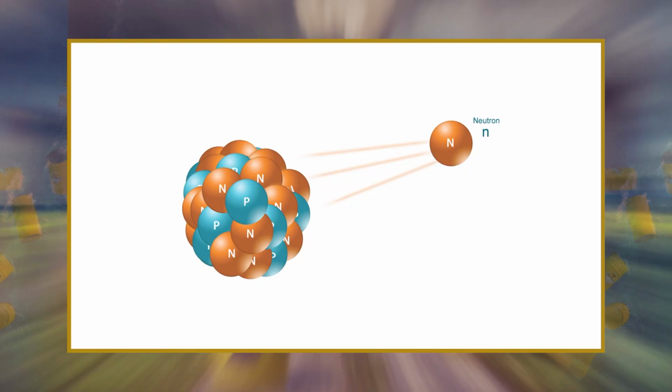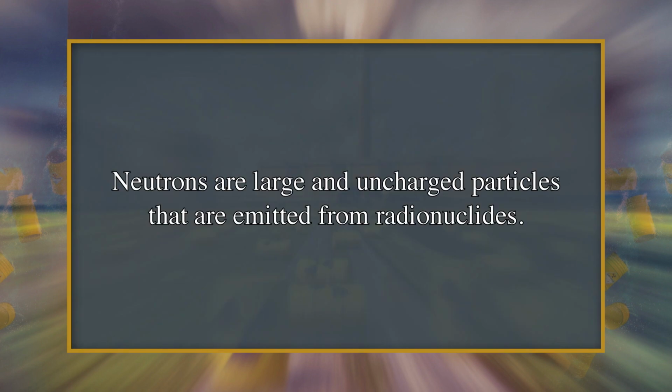Gamma rays are less ionizing, but have extremely high penetrating power. Gamma rays can penetrate easily through human skin and damage cells on their way through, reaching far, and can only be blocked by a very thick, strong, massive piece of concrete. Another type of radioactive emission is neutron rays. Neutrons are large and uncharged particles that are emitted from radionuclides.